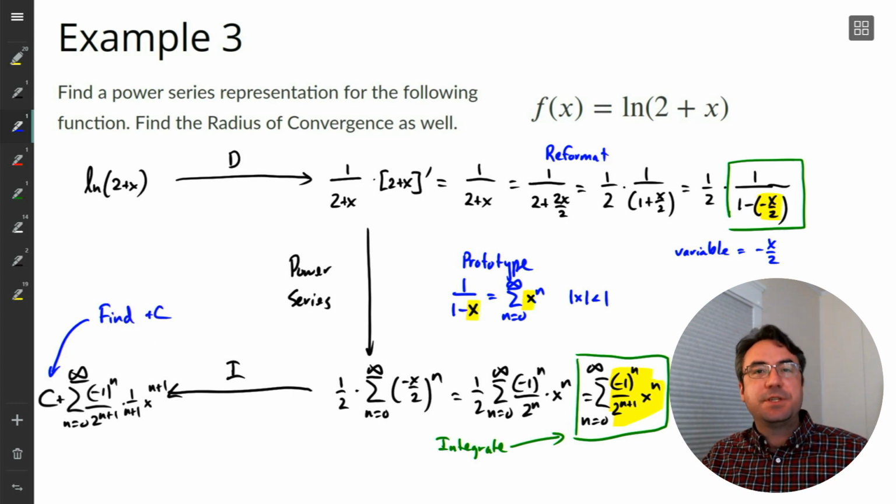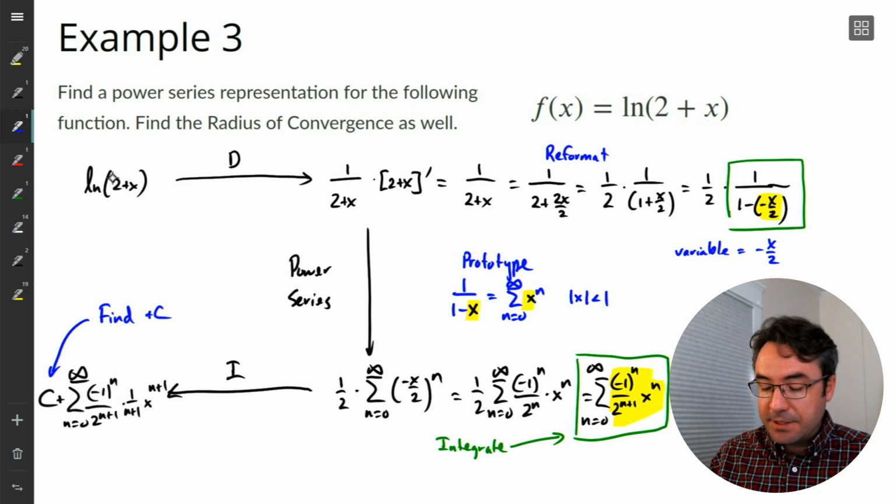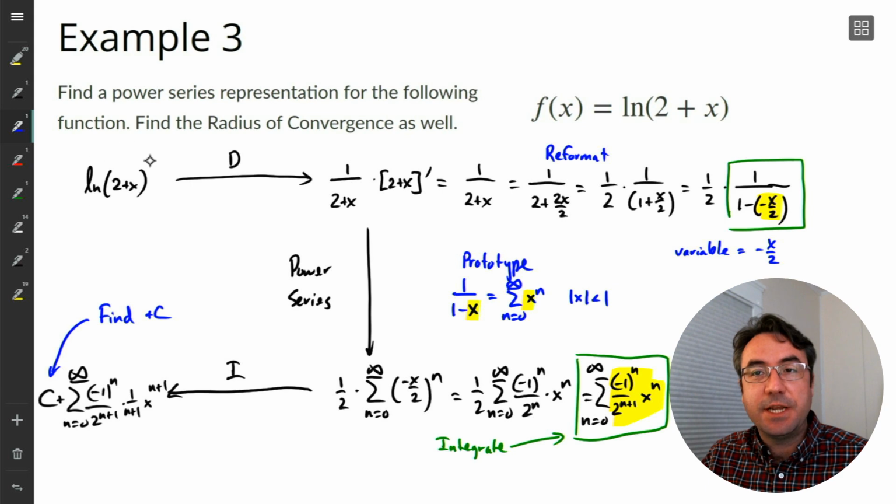So if we were just interested in finding the antiderivative, then we just generally include plus c, and that's the end of it. But here we're trying to find the exact representation for natural log of 2 plus x. So we have a specific function in mind that we want this power series to represent. So plus c can't be just some arbitrary constant. We have to figure out what value for c will make this power series representation match up perfectly with this function. All right. So let's see how to do this.